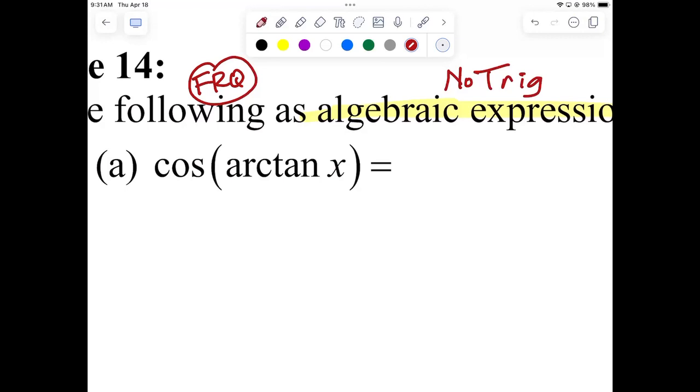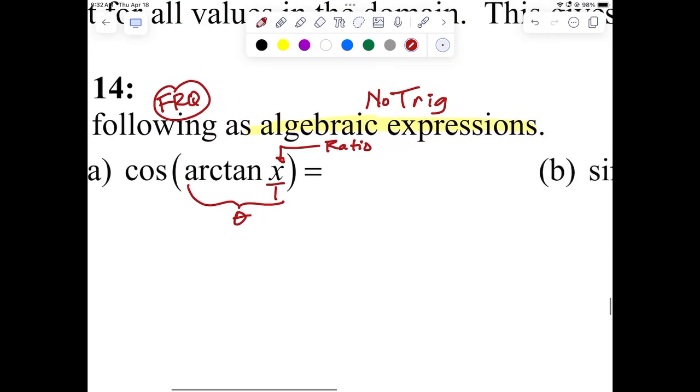Cosine of arctangent of x. First of all, is x an angle or a ratio? It's a ratio. How do we know it's a ratio? Follow the arc. It follows an arc or an inverse. So I'm going to make it look more like a ratio by putting it over 1. Are you okay with that? Perfect. So that's a ratio. Now, this is going to give me some angle theta.